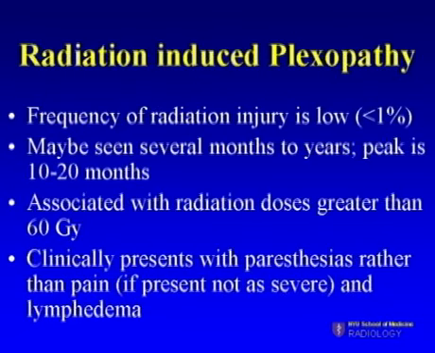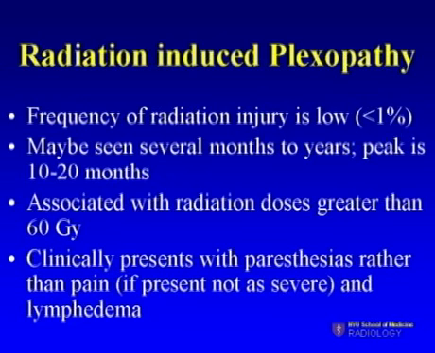Frequency of radiation injury is low, less than 1%. This may be seen several months to years post-treatment. Typically, the peak is anywhere from 10 to 20 months. These patients tend to present later than metastatic involvement. They're typically associated with radiation doses greater than 60 gray, and clinically they present with paresthesias rather than pain, and if pain is present, it is not as severe as with metastatic involvement. And they may present with lymphedema.